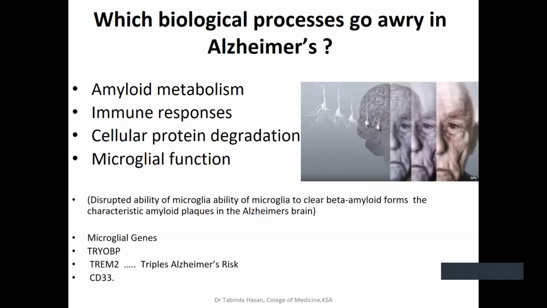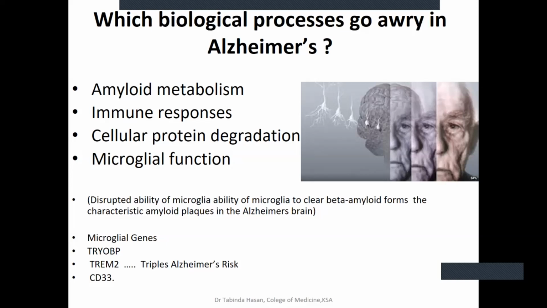Then we have abnormal protein degradation. Cellular protein degradation is slowed down. So of course, when protein degradation is slowed down, there are higher levels of protein than needed in the Alzheimer's brain. Then I would like to talk a little bit more about microglia function. As I mentioned before, microglia activity and proliferation are increased and concentrated around the amyloid plaques, and this is what helps us to identify the Alzheimer's brain.